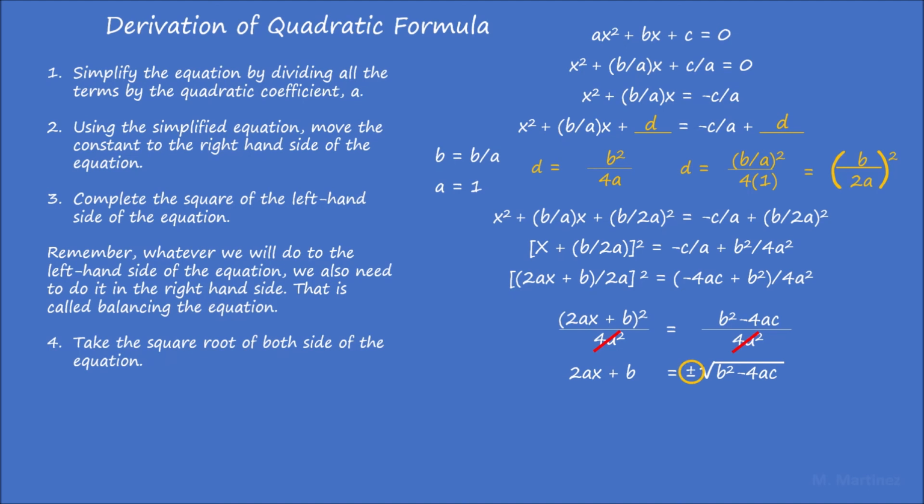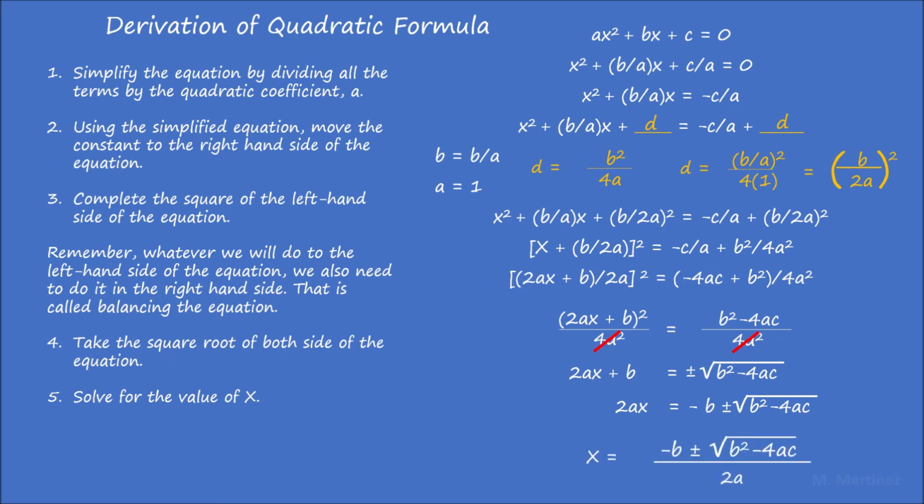Now, we are ready for the 5th and final step, which is to solve for the value of x. From our equation, 2ax is equal to negative b, plus or minus the square root of b squared minus 4ac. And from there, x is equal to negative b, plus or minus the square root of b squared minus 4ac, all over 2a. And here is the famous quadratic formula.